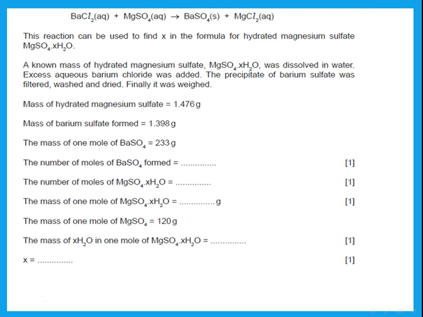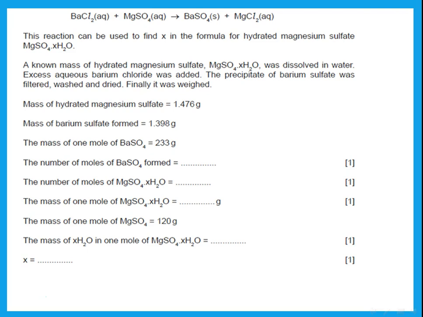A known mass of hydrated magnesium sulfate was dissolved in water. Excess barium chloride was added. The precipitate of barium sulfate was filtered, washed, and dried. Finally, it was weighed. The mass of hydrated magnesium sulfate was 1.476 grams. The mass of barium sulfate formed is 1.398.